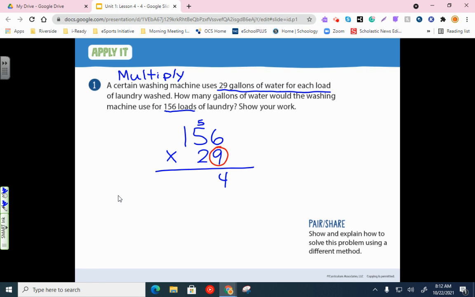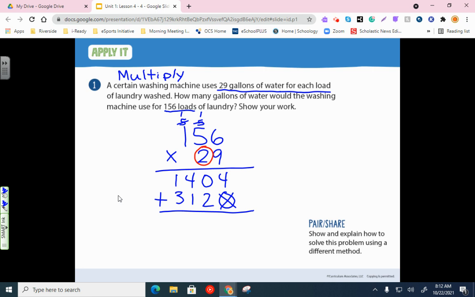9 times 5 is 45, plus 5 is 50. 9 times 1 is 9, plus 5 is 14. And let's cross off our regroups. Let's bring our placeholder down here, and we'll focus on multiplying by our 2 that's in the tens place. So we'll do 2 times 6, which is in the ones, that gives us 12. 2 times 5, which is in the tens, which gives us 10, plus the 1 is 11. 2 times 1, which is in the hundreds, which gives us 2, plus the 1 is a 3. Put my addition symbol there.